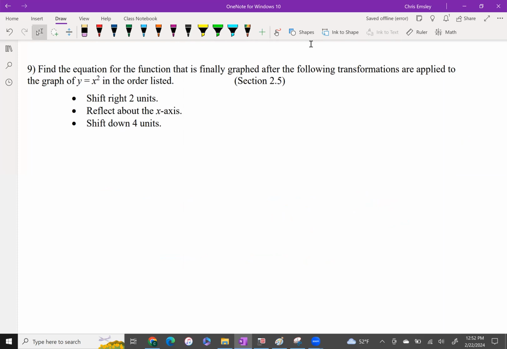Number 9, find the equation for the function that is finally graphed after the following transformations are applied to the graph of y equals x squared. So first of all, make sure you have the right parent function. We need to include x squared in our function. Then I like to just work through these step by step. If it's going to be shifted to the right by 2 units, that means we're going to have x minus 2, because to the right is actually a minus 2, and it is inside the function. Horizontal shift to the right is inside the squared part of our function. So that would be the first transformation.